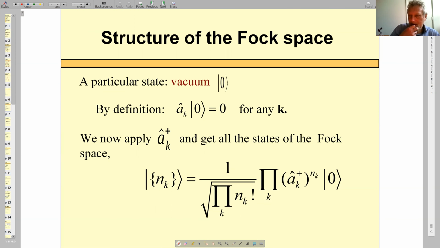Let me talk about the structure of the Fock space we are in. Let me understand that one can go from one basis vector to another basis vector with the help of the operators, just applying the operators. So let us start with a particular state.